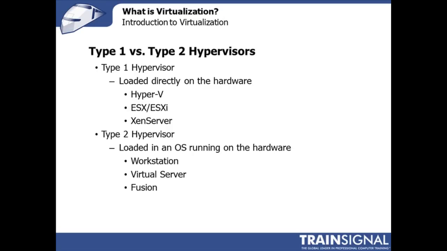Examples of Type 2 hypervisors are VMware Workstation, Microsoft Virtual Server, and VMware Fusion. So the top three, Hyper-V, ESX, and Xen Server, are all loaded directly on a physical server, just like you load your Windows operating system. The bottom three, the Type 2 hypervisors, are loaded inside an operating system that's already running on the hardware.